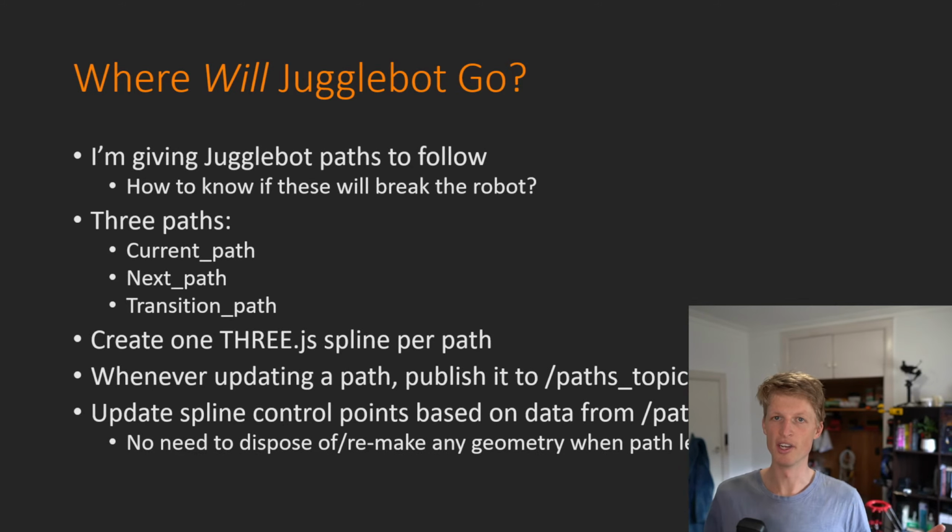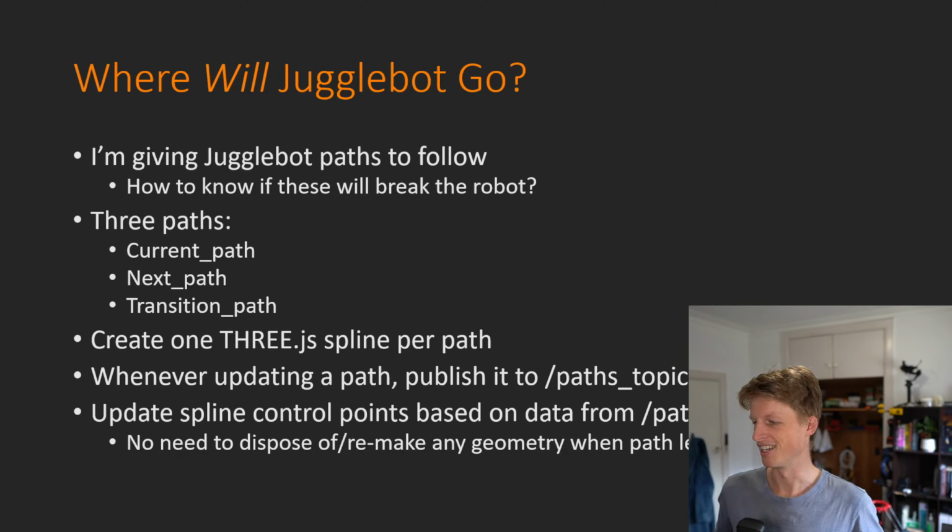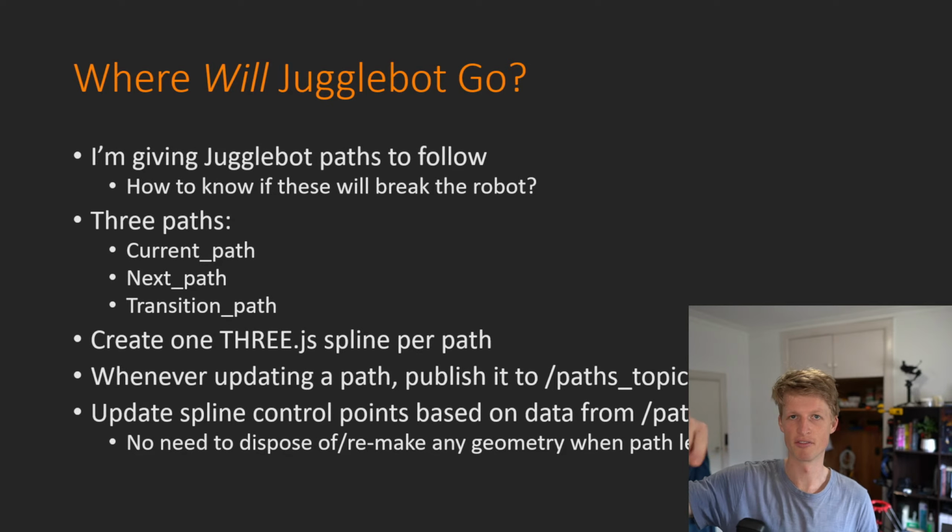And this means that there's no need to dispose of or remake any geometries at all. We're just simply updating the control points. So we always have one spline per path and it never changes. So this is good. I still have no more memory leaks and I'm very happy about that. That was a really annoying problem.